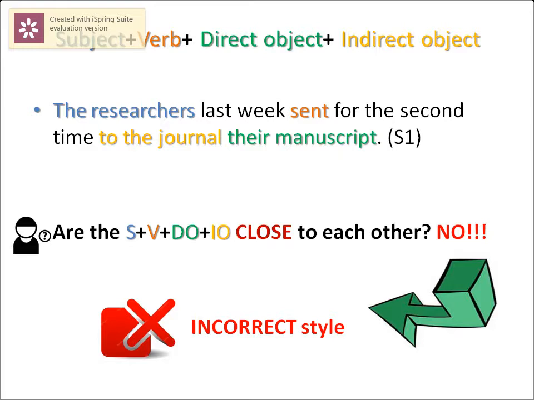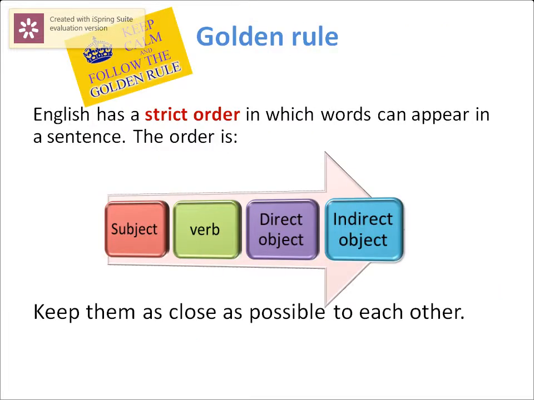The major question is, are the subject plus verb plus direct object plus indirect object close to each other? The answer is no. Thus, the sentence is written in an incorrect style. Remember the golden rule. English has a strict order in which words can appear in a sentence. The order is subject plus verb plus direct object plus indirect object. Keep them as close as possible to each other.